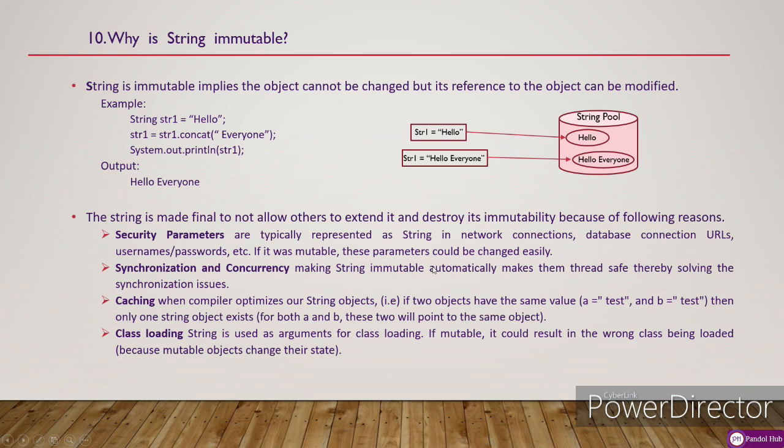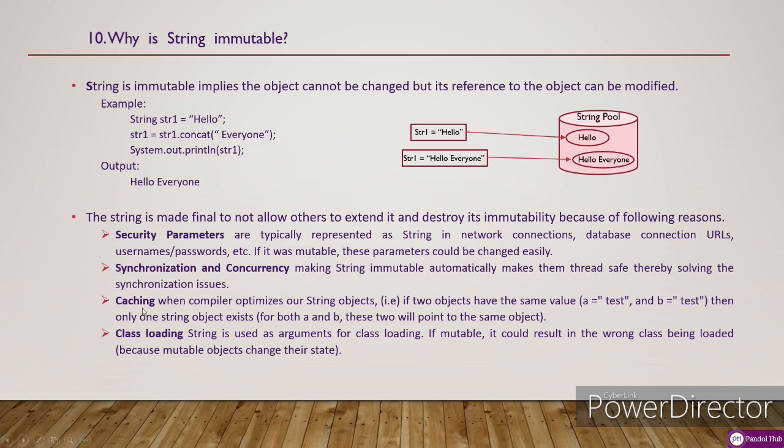So what are the advantages of string being immutable? Here are some. First, security parameters. Security parameters are typically represented as strings in network connections, database connections, usernames and passwords. If one can easily change the string, then these parameters could be changed easily and it would be easy for a third party to misuse all this important secured information. And coming to synchronization and concurrency, since the string is immutable, we don't need to worry about thread safety. Since they are immutable, it automatically takes care of thread safety, solving the synchronization issues for us.